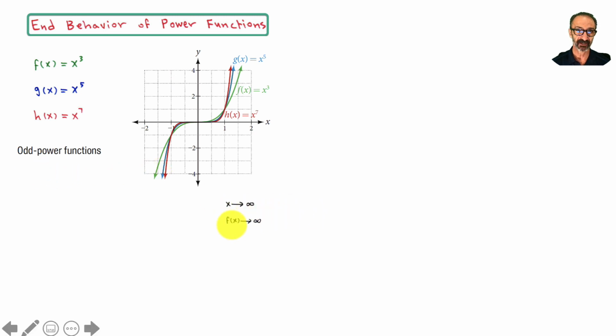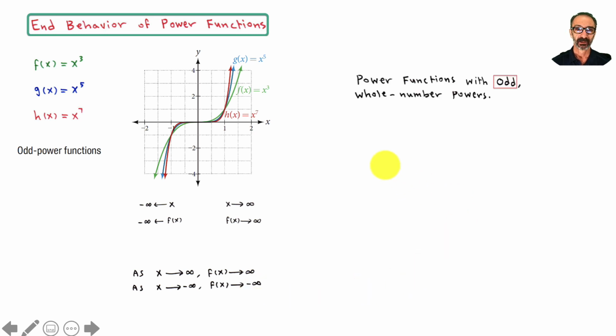As x goes to infinity, f of x goes to infinity also, all the way up. As x goes all the way to the left, f of x goes all the way down. So one goes up, the other one goes down for odd. In short, as x goes to infinity, because books don't write it this way, f of x goes to infinity. As x goes to negative infinity, that means all the way to the left, f of x goes all the way down to negative infinity. These are power functions with odd whole number powers. That's why they are on the same page. They have similar shapes. One goes up, the other one goes down.